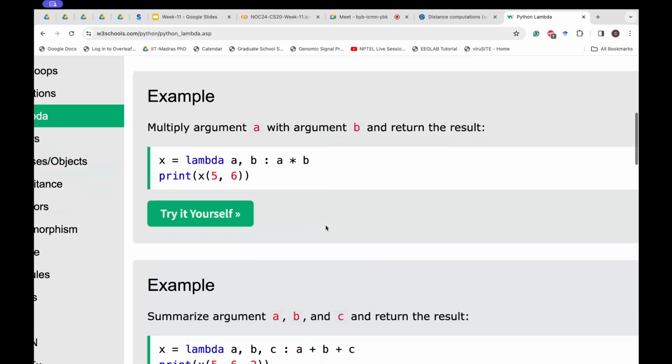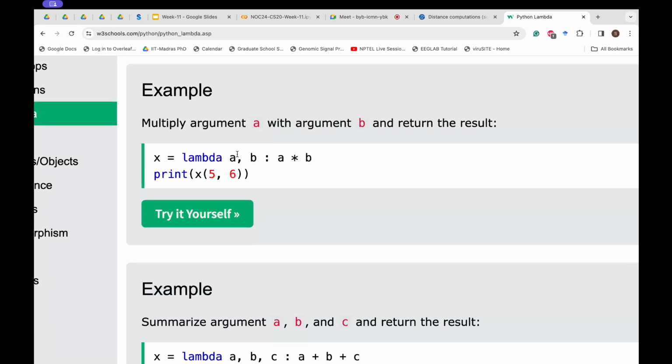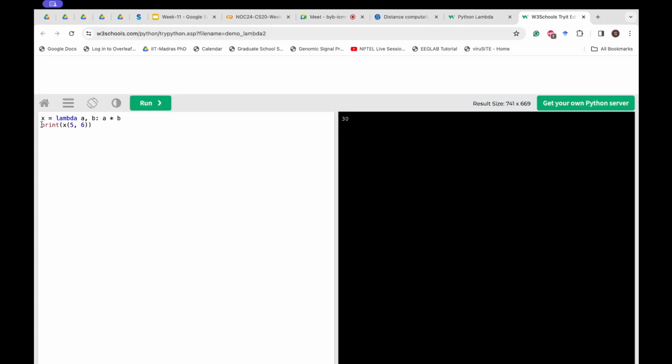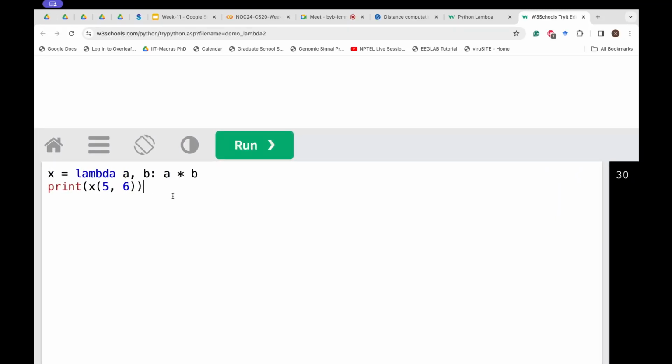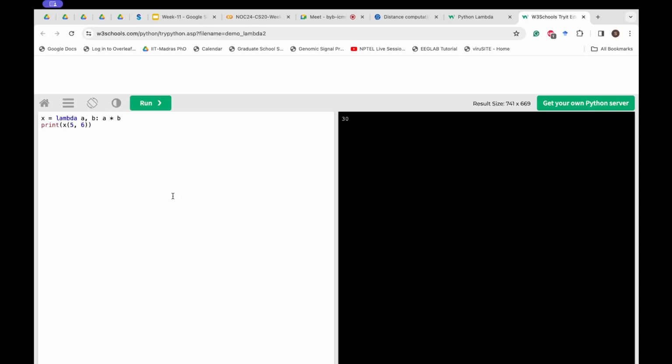And there is one more example given over here. This is with two arguments, lambda a, b. It will do the operation of a into b and return it. You are assigning this lambda to x. You can give any random name to this variable. Then call x of 5, 6, and it will return the multiplication of the two values that you have given as input. So that is the advantage of lambda function. You can just define a lambda function, assign it to a variable and use that variable as a function.